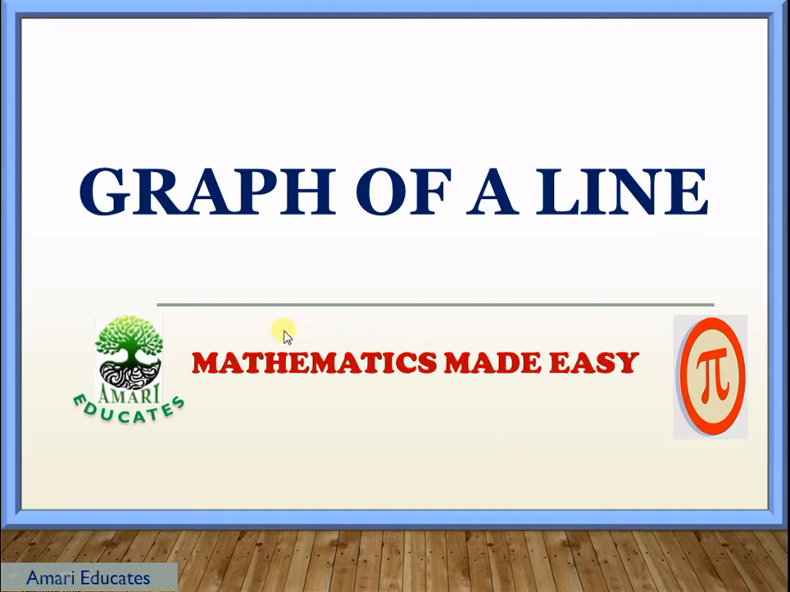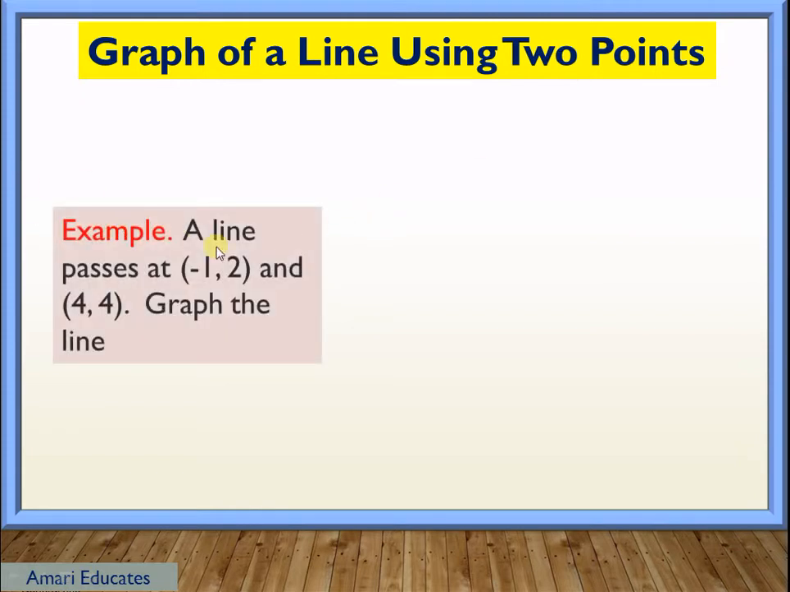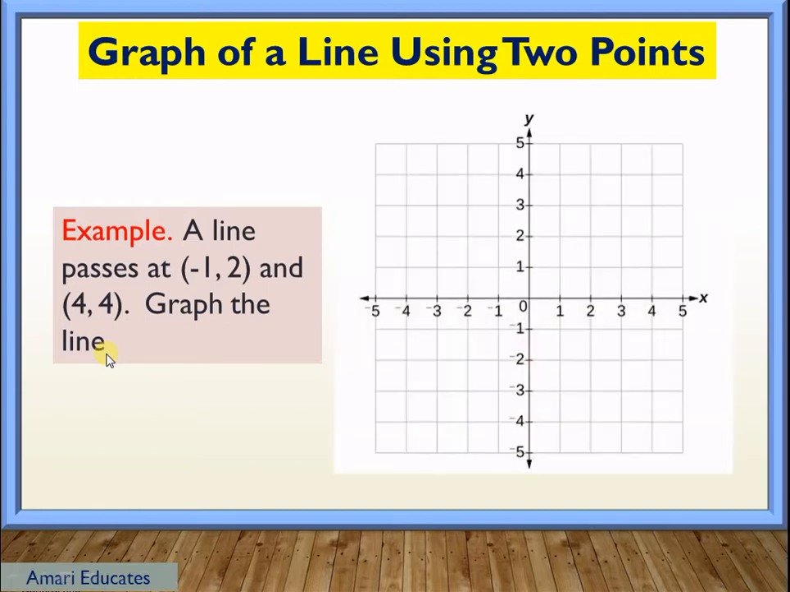Now let us start with our first one. Graph a line using 2 points, or if the given are 2 points. Let's have our example. A line passes at -2, 1 and 4, 4. Graph the line. This problem is easy because all we have to do is to identify the location of these 2 points.